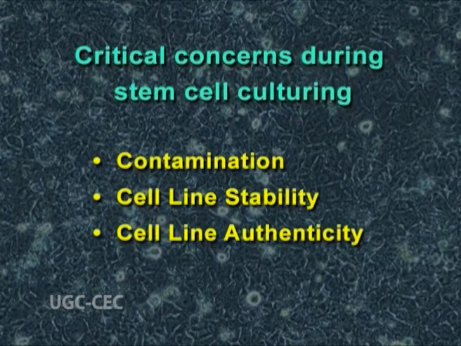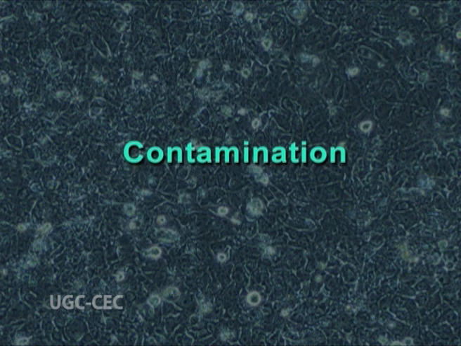These cells retain their pluripotent character even after 4 to 5 months but do not show any malignant properties. Critical concerns during stem cell culturing are contamination, cell line stability, and cell line authenticity.